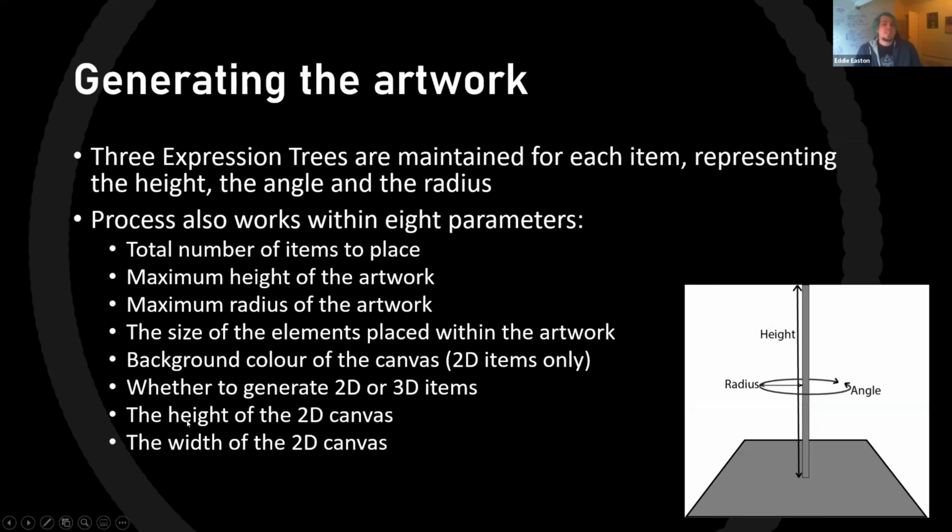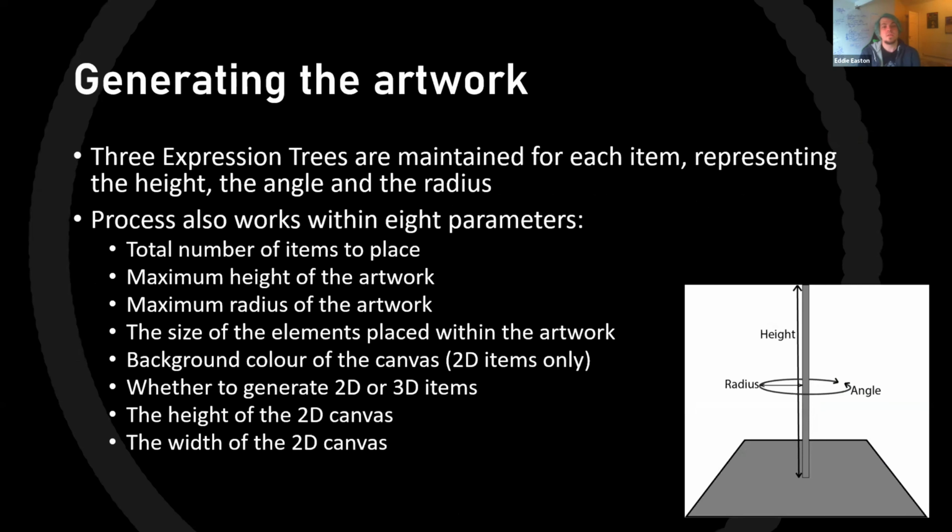Okay, so the AGP works by maintaining 3 expression trees, and these are used to calculate the height, angle, and radius of the various points we place in 3D space. And what we can see in the image on the bottom right is how we use each of these values. So the height is the distance from the base of the artwork, the radius is the distance from a central axis, and the angle represents the angle around the radius.